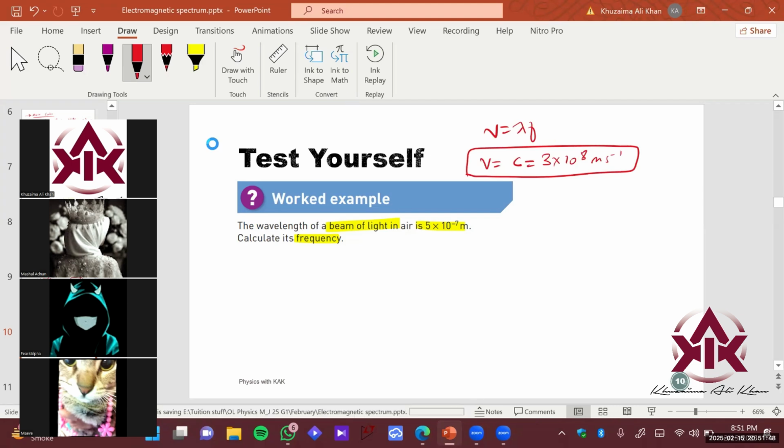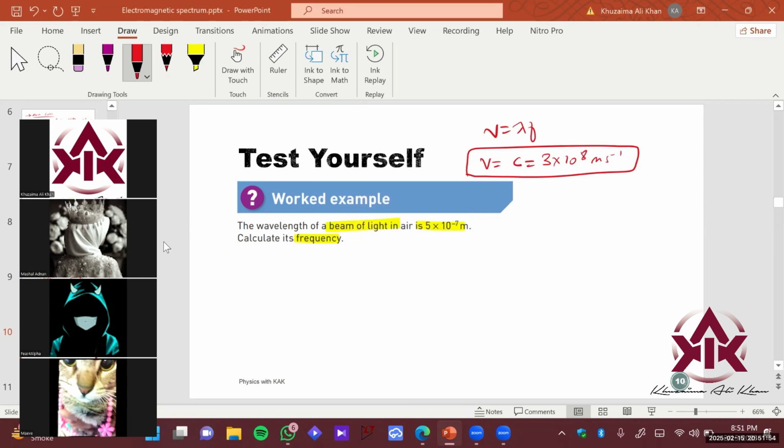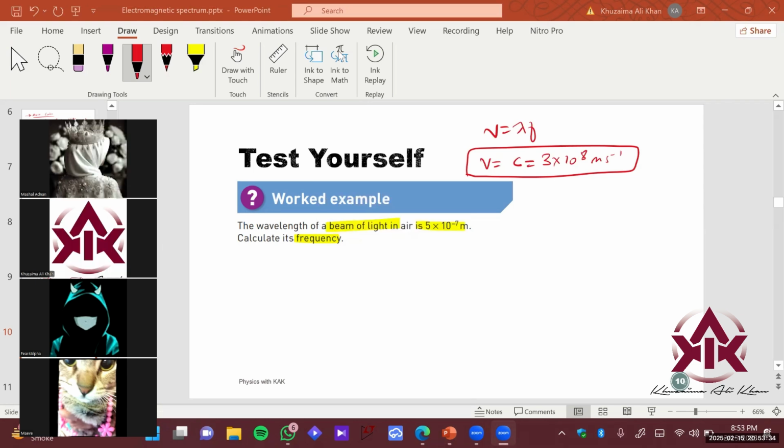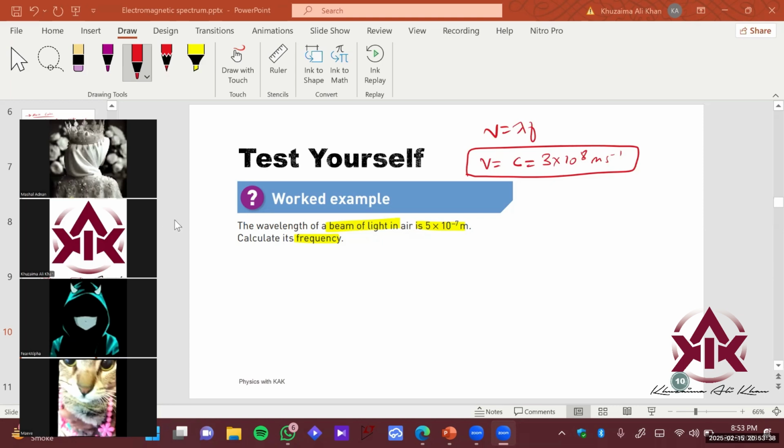I want the answer from everyone. I want Mashal to give me the answer. Mashal, once you're done, state your answer verbally or in the comment. Okay, Mashal is done. Yes, Mashal. What is the answer? 6 exponent 14. I guess this is pretty close.